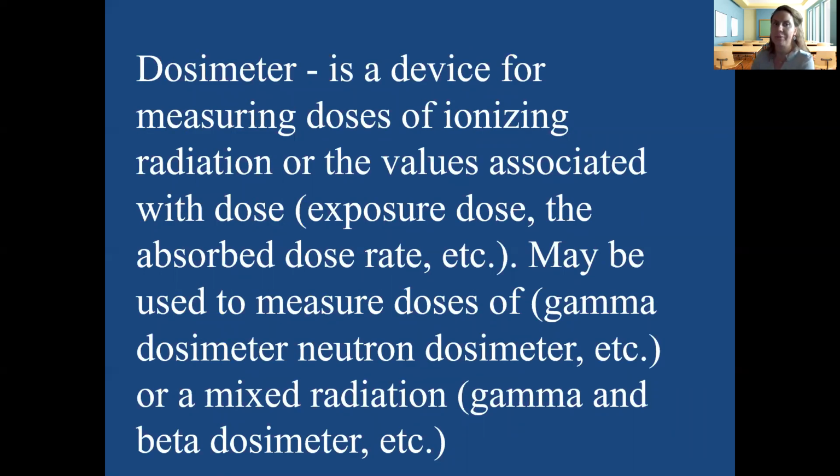What does dosimeter mean? It's a device for measuring the dose of ionizing radiation or values associated with dose: exposure dose, absorbed dose rate, etc. If you have been in a radiological department, maybe you have seen an individual dosimeter. It's a small red or black or another color device, like a small bug on the white coat of doctors. Inside it has special material that absorbs gamma rays, and afterwards, in other special devices, we count how much radiation the doctor or nurse received this month.